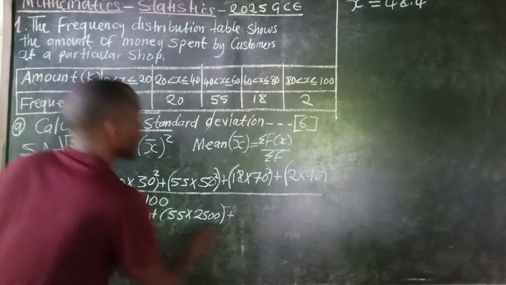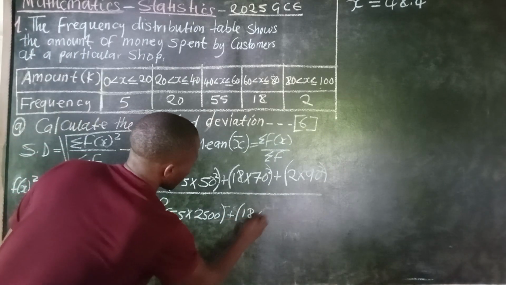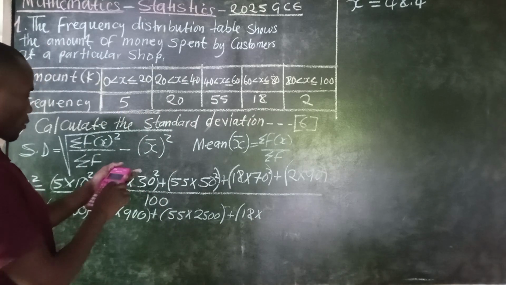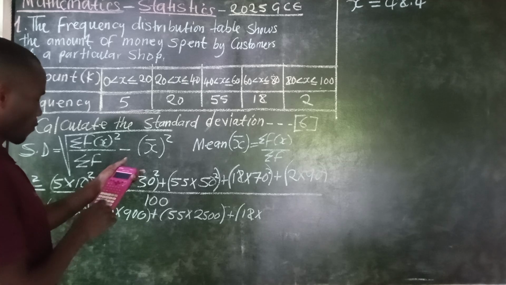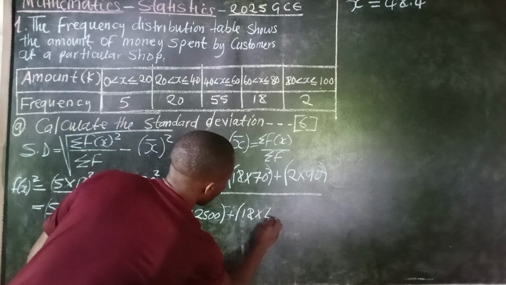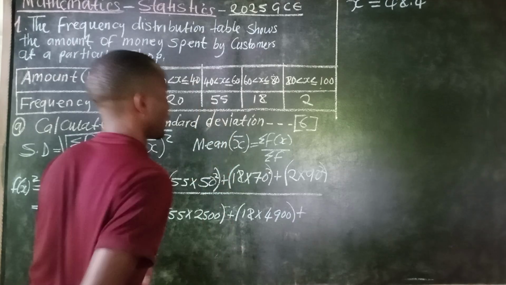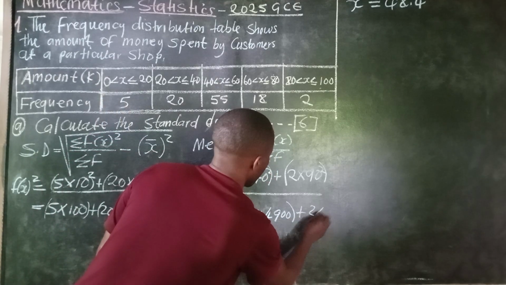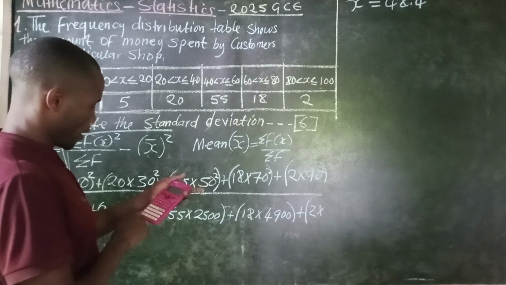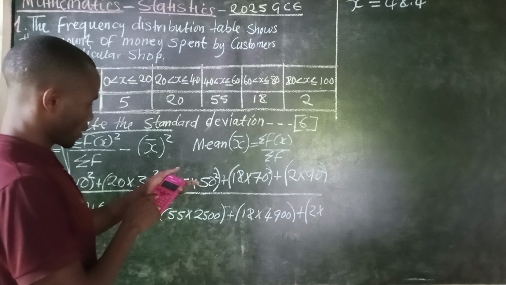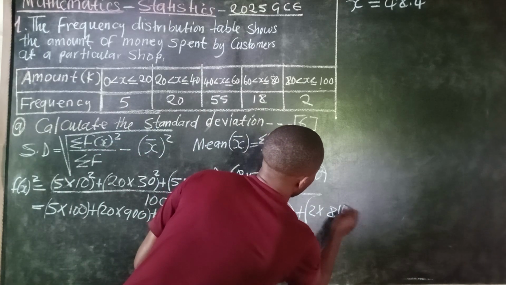Okay, then plus, there you can open, then we say 18 times 70 squared. What is the answer? We are squaring the midpoint here. 70 squared. The answer is 4,900. Okay, then plus 2 times 90 squared. What is the answer? 90 squared is 8,100.